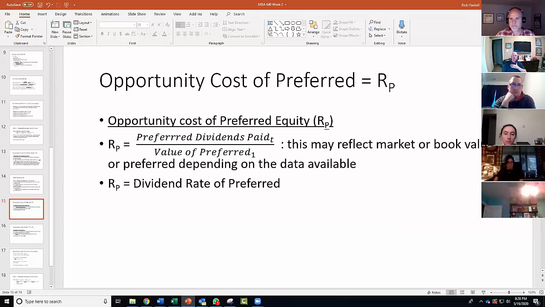I guess you could take as a second best alternative the dividend rate of the preferred, which is an imperfect substitute to the preferred dividends paid divided by the value of the preferred, because this rate is applied to the original dollar amount the company raised in preferred stock, not the market value of it in today's market.